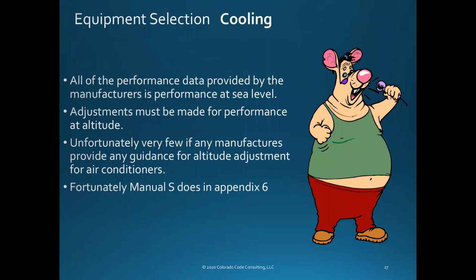Everything's performance is at sea level. We talked about that. We've got to make adjustments for altitude. Air conditioners, I've yet to find anybody that has what you do for altitude and air conditioners. I don't know of any manufacturer that's telling us what to do, but Manual S does, in Appendix 6. There's the original Manual S, which has increase in airspeed, and the new Manual S talks about derating the equipment.